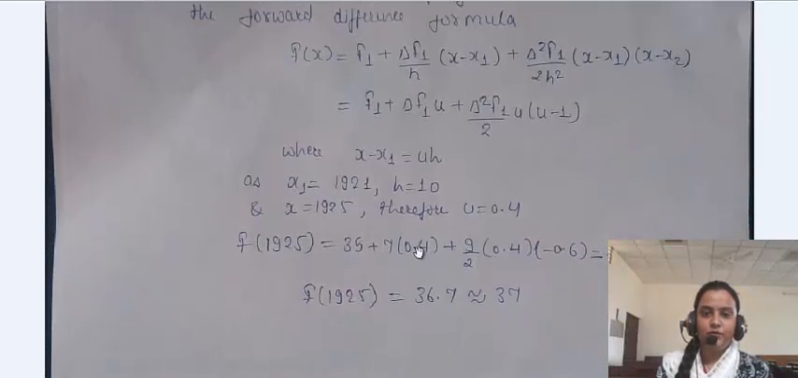After that, putting the value of u in this equation, we get f of 1925 is equal to 35, that is f1 plus 7, that is del f1 upon h into 0.4 and so on. Corresponding values have been put, and finally we got the answer as 36.7, which is equivalent to 37. So the population of the city in year 1925 is found out as 36.7 or 37,000.